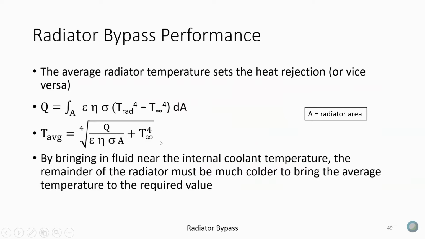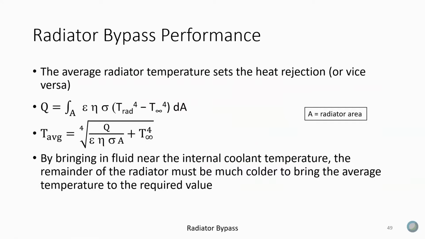If you set up and look at the heat rejection, it's going to be the integral over the area of the local heat rejection, or the average temperature is just going to be the heat rejection divided by some constants, plus T to the fourth is your average temperature. So if I've got so many kilowatts that I've got to get out of the radiator, that says what my average temperature has to be. And so that is just physics.